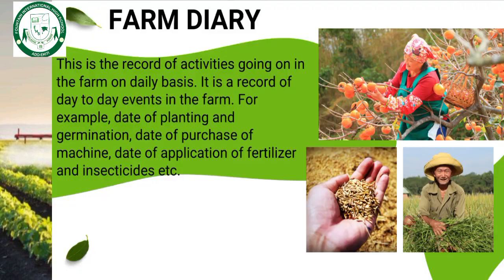For example, date of planting and germination, date of purchase of machine, date of application of fertilizer and insecticide. The day you go to the farm to plant your crop, to harvest, or you purchase a machine, that date and the event that takes place that day must be recorded in a farm diary. A farm diary can be referred to from time to time, to see whether some activities have been completed or not.